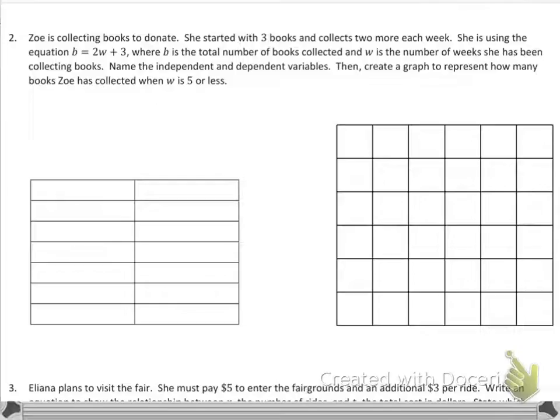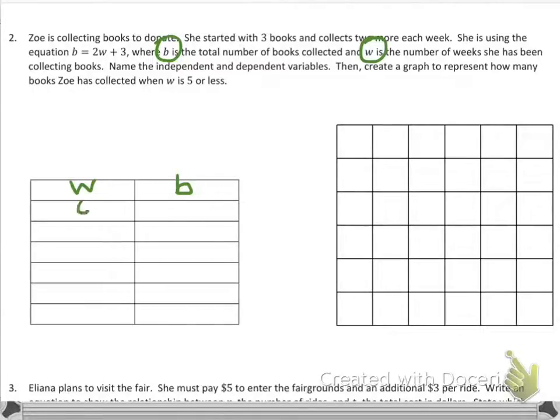All right, so we've got a couple of variables. We have B, which is the total number of books, and we have W, which is the total number of weeks. So which one is the independent variable? Well, if you look at your equation, the independent variable is always the one with the coefficient. Or if we think about it, the total number of books depends on how many weeks she collects them. If she collects them for 0 weeks, she has fewer books. If she collects for 100 weeks, she has a lot more books. So the number of books is dependent on the number of weeks. That means W is independent and B is dependent. All right, we're going to go collecting for 5 weeks or less.